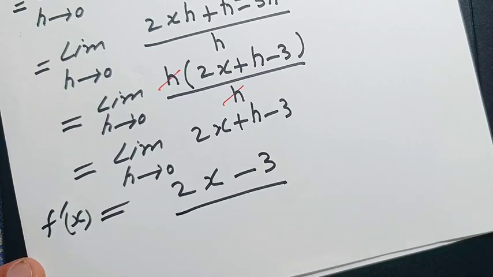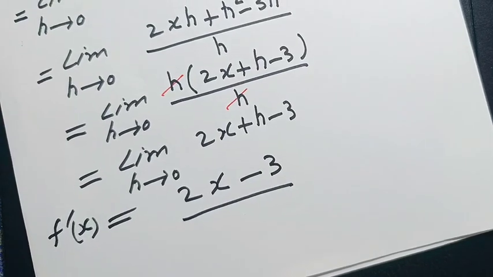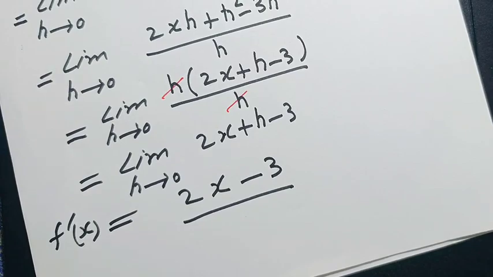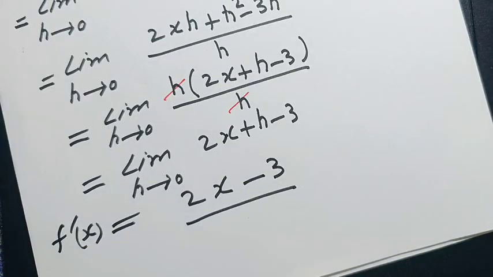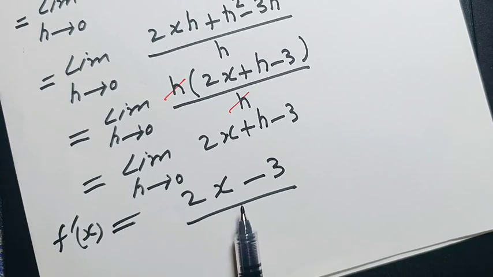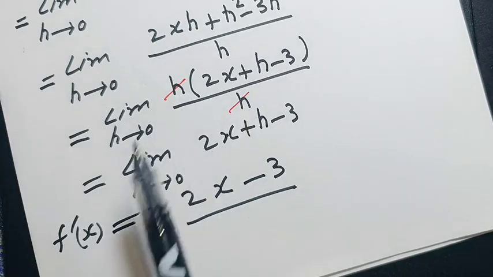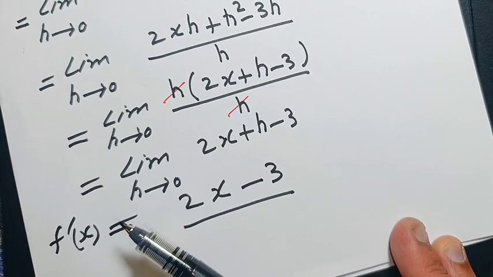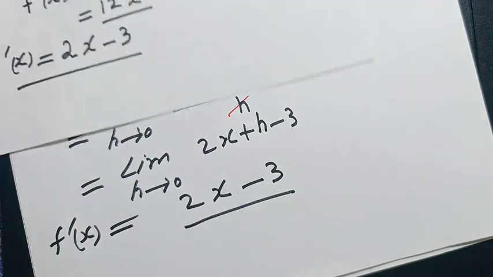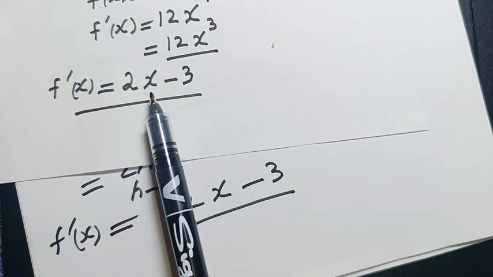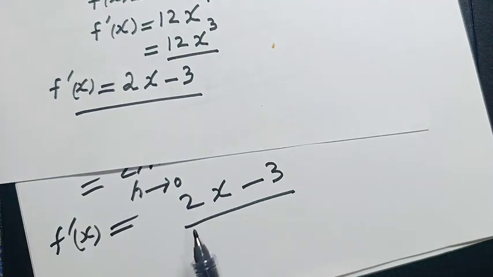So you can see earlier through the power rule we also got our answer. Earlier we applied the power rule, our answer was 2x negative 3, and by first principle our answer is also 2x negative 3, which means our calculation is correct. There is nothing wrong with it. If this answer and the power rule answer do not match, then something is wrong with your calculation, so you have to relook at it.